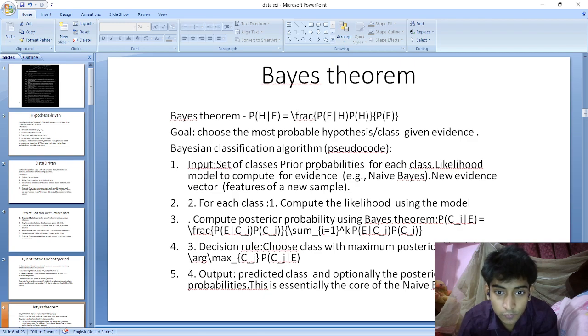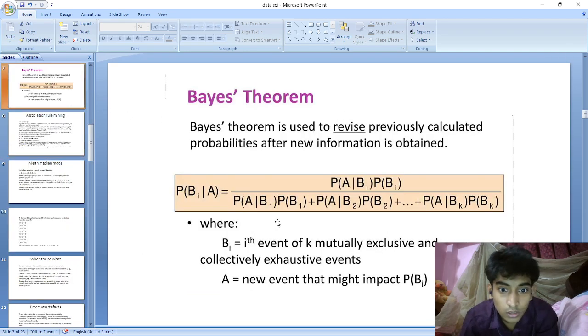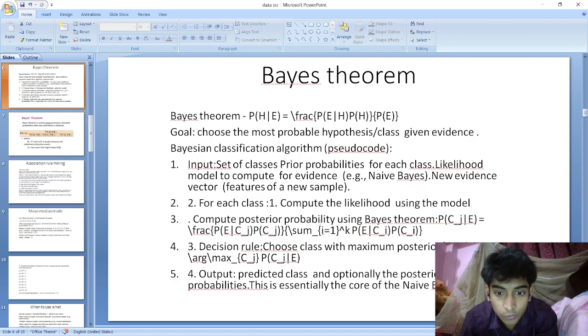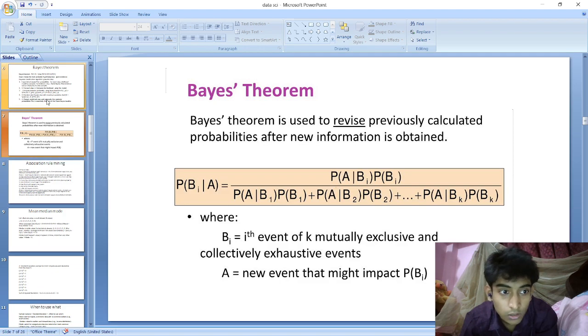First, we input the set of classes and the prior probability for each class. We use a likelihood model to compute the evidence, that is the naive Bayes model, and then we use a new evidence vector or target vector. Then for each class, we compute the likelihood. Now, this denominator is called the likelihood. We try to calculate it for all the feature or target feature vector values, right? Then we compute the posterior probability using the Bayes theorem formula.